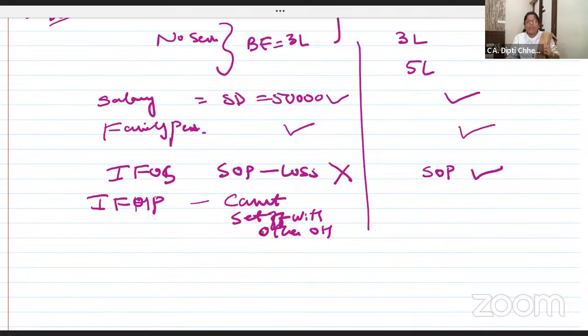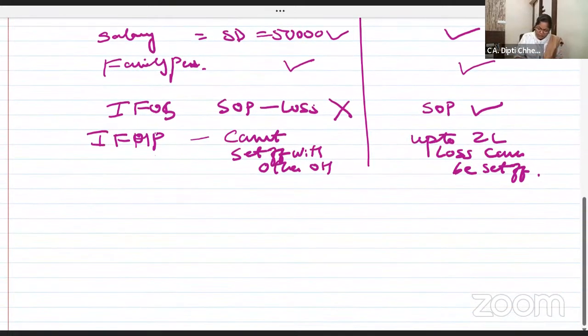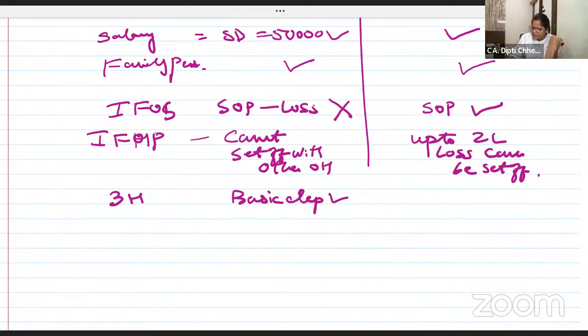Income from house property, you cannot. So you remember here you can set off the loss up to 2 lakh. Loss can be set off. So you can set off house property loss with salary and business head in normal tax regime up to 2 lakh. Here you cannot set off. In business head, basic depreciation is allowed at both the places. Here also, here also. Additional depreciation is not allowed here. Here it is allowed.